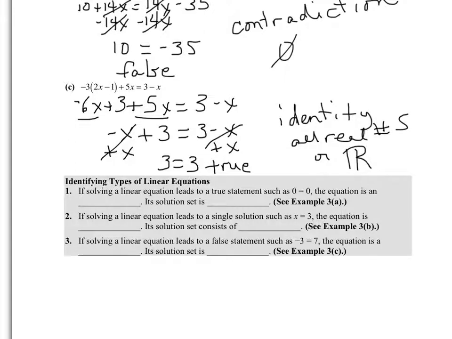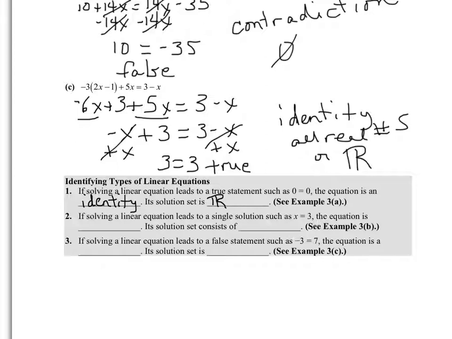It's summarized for us here in this box at the bottom. If we're solving a linear equation and we get a true statement such as 0 equals 0, in other words, there's no more x there, but I'm left with the same number on both the left and the right side, that is called an identity. We just looked at that in example C. So my solution set would be all real numbers.